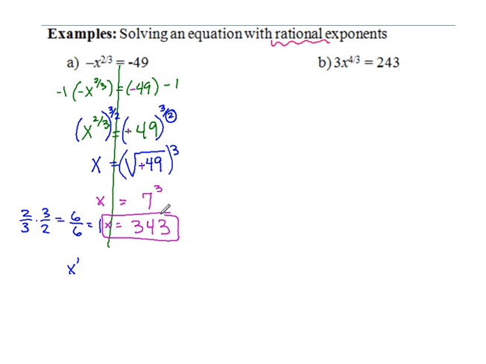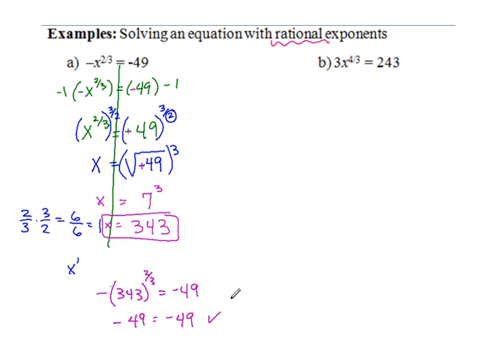All right, so I need to check my answer. So I'm going to plug this back in. The opposite of 343 to the 2/3 power equals -49. And I'll double check that in my calculator. I'm going to square it, and I'm going to cube root it, and it does end up checking out. It ends up being the opposite of 49 equals -49.